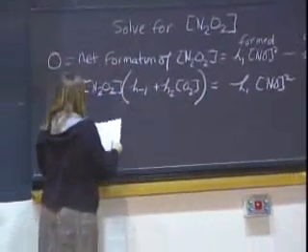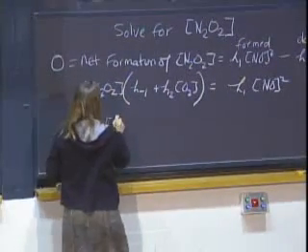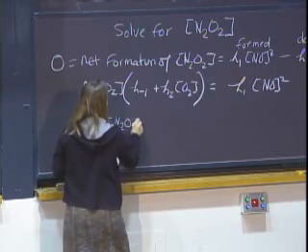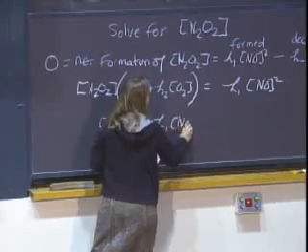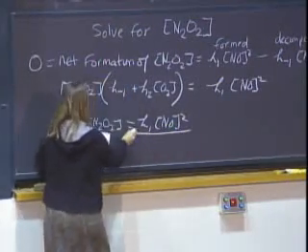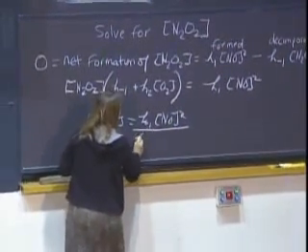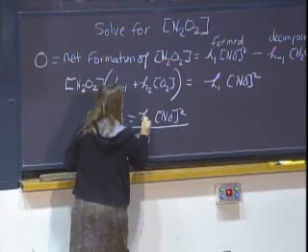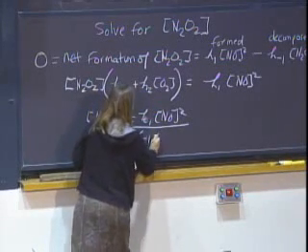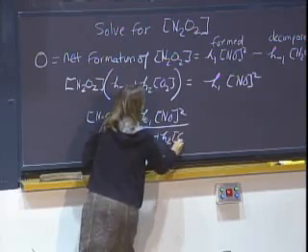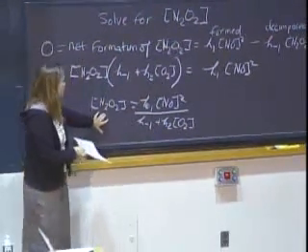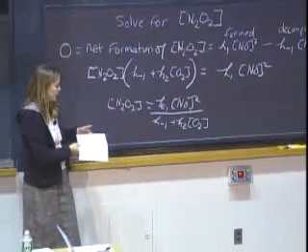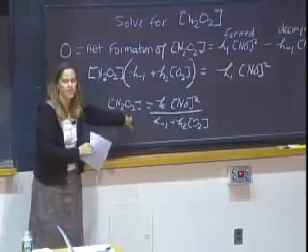Now I can continue to solve for this. So the concentration of the intermediate is going to be equal to K1 NO squared over K minus 1 plus K2 times the concentration of O2. So here is what the intermediate then is equal to. And now I can take this term and go plug it back in.